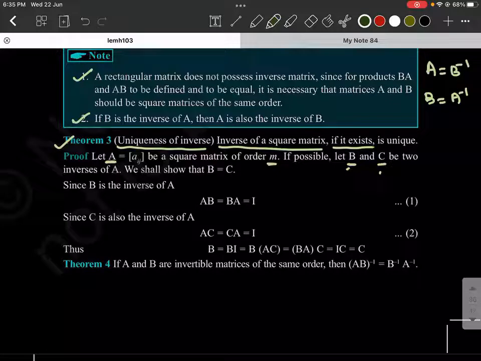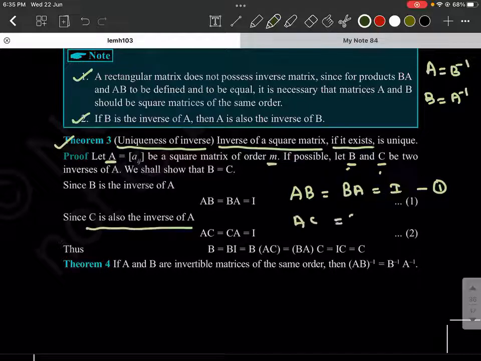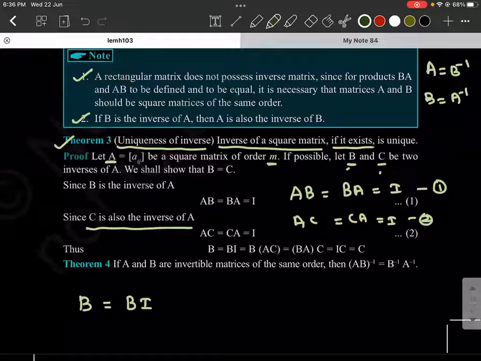Now, if B is the inverse of A, then according to the inverse definition, I can write AB = BA = I, and let me call this equation number 1. In a similar way, if C is an inverse of A, then I can write AC = CA = I. Is it clear? Now what I'm going to do is, if I have the matrix B, then any matrix can be written as the matrix multiplied with the identity matrix, provided it is a square matrix.